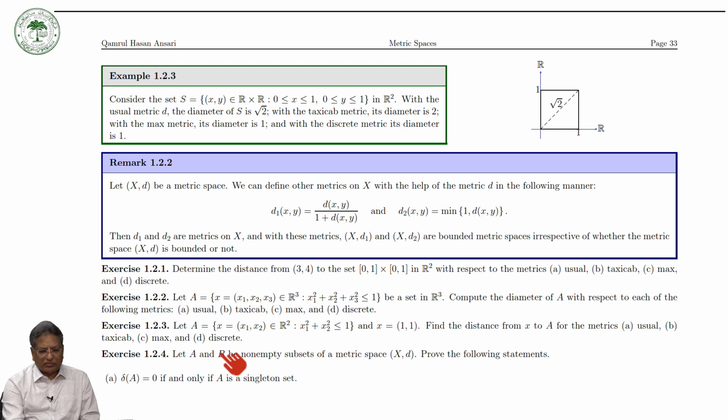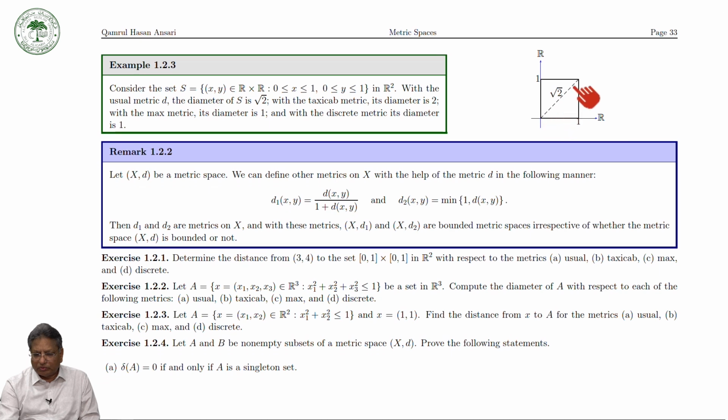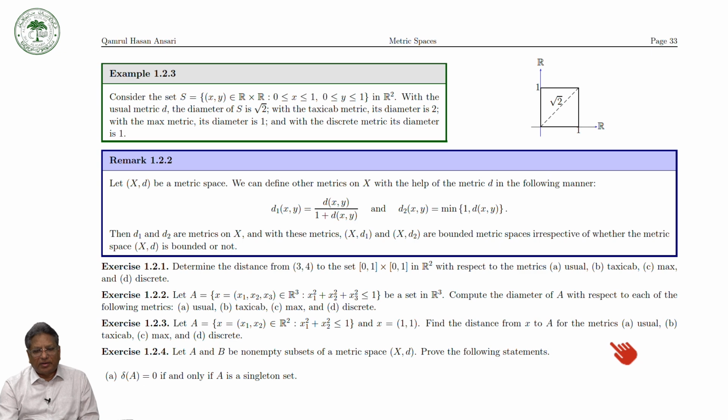Now let us consider a set S. Here we are considering this rectangle, from 0 to 1 and 0 to 1. So this is your rectangle. Let us call this set S. And then with respect to the usual metric, what is the diameter of this set? The diameter of this set must be equal to this distance, the diagonal. Because each side is 1, this must be equal to square root of 2. So this is the diameter of the set with respect to the usual metric.